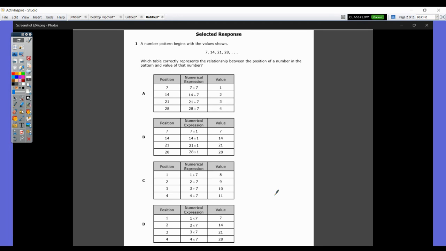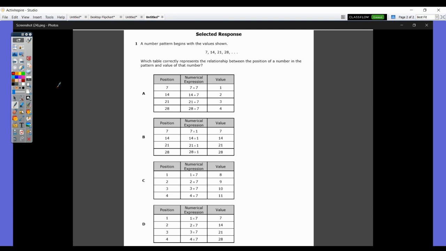Again, in that story, each time they kept putting something inside the pot, it either doubled or tripled, and they just kept getting doubles of everything. So, whenever we think of input and output tables, I also want you to think of the vocabulary words position, numerical expression, and value. Real quick, I'm just going to label the vocabulary.